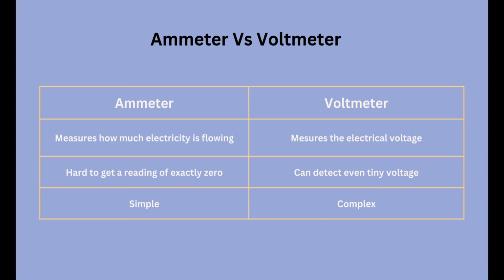Ammeters are simple, direct, but less sensitive. On the other hand, voltmeters are more sensitive, precise, and better for fine adjustments, though slightly more complex. While both can achieve the same goal, the voltmeter can give us better precision.